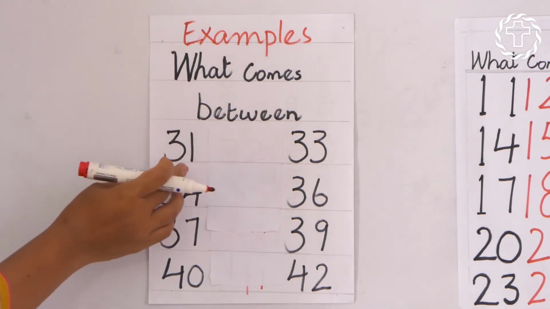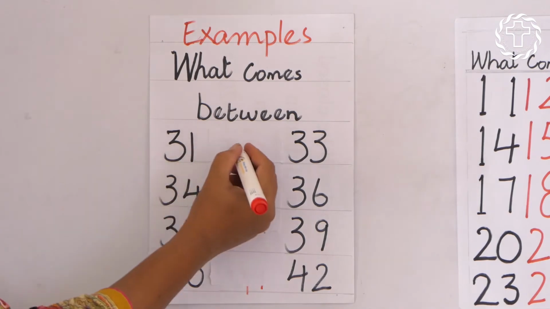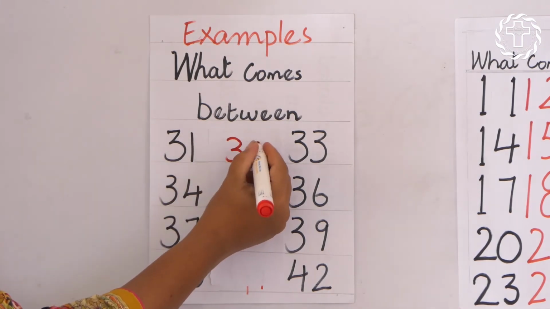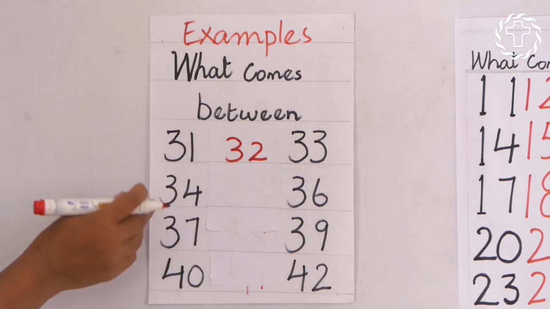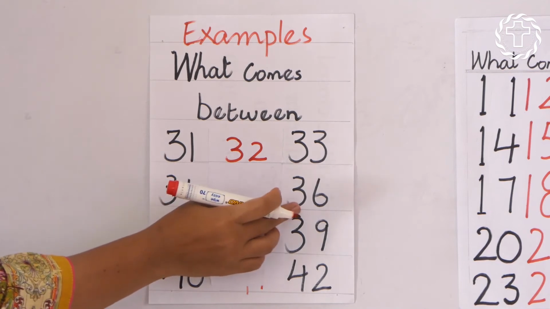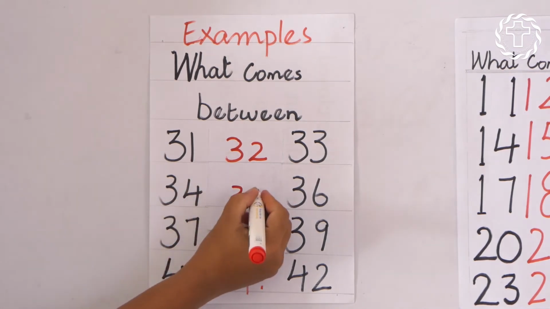What comes between 31 and 33? 32 is between number. What comes between 34 and 33? 35 is between number.